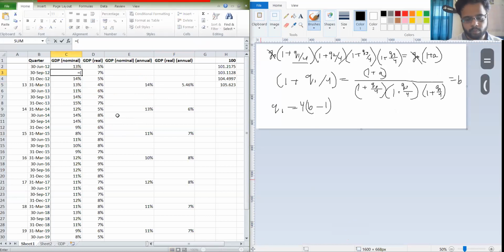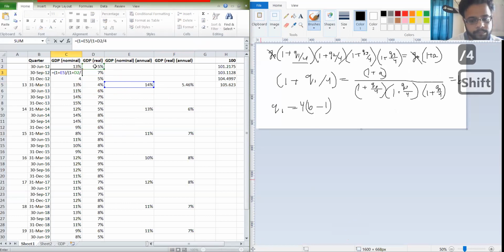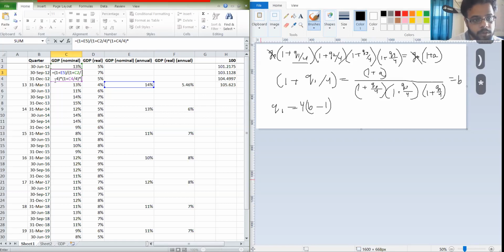I'm going to say that you are equal to 1 plus A, divided by bracket open 1 plus Q1 by 4 multiplied by 1 plus Q2 by 4 multiplied by 1 plus Q4 by 4. This entire thing goes into a bracket. So where this is our B, this entire thing goes into a bracket minus 1, and this entire thing goes into a bracket multiplied by 4.